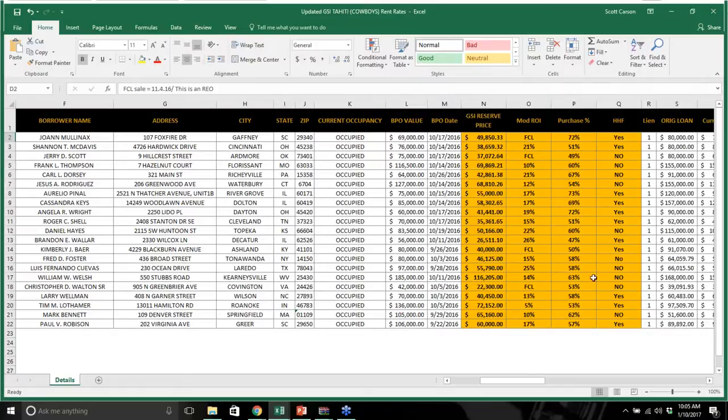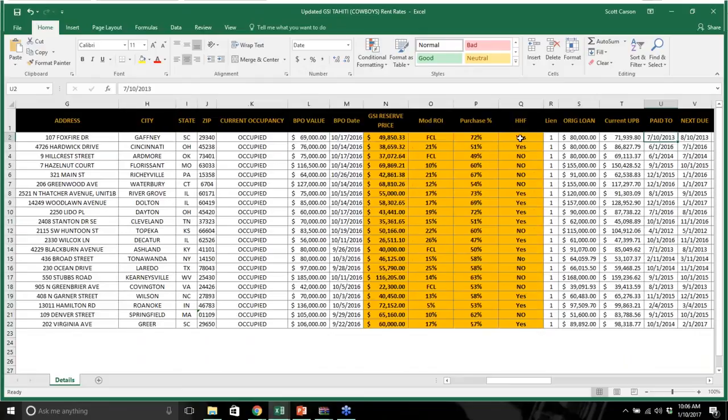Now, what I have done, I have added a couple columns in here that have helped me when I was doing the PowerPoint presentation. I added mod ROI. What I did with the mod ROI, I just took the existing payments over here.